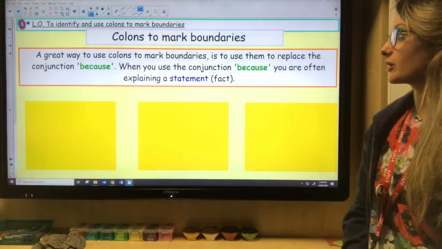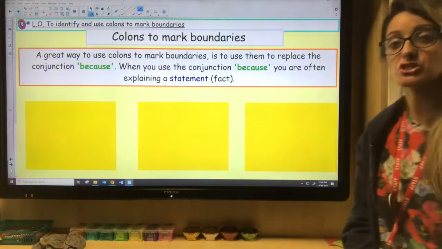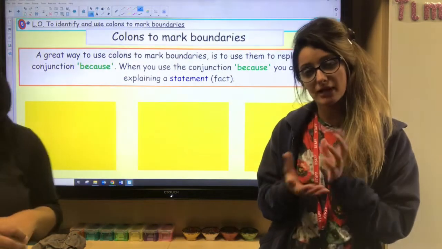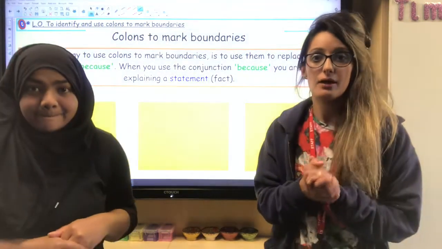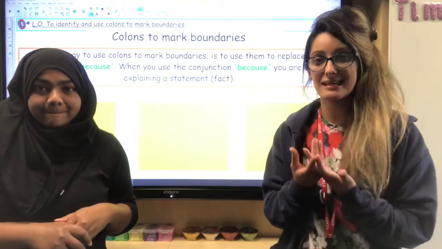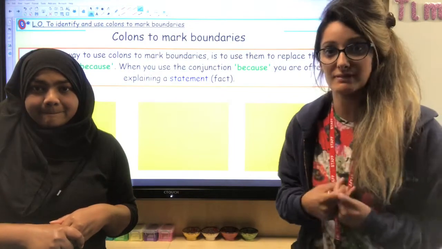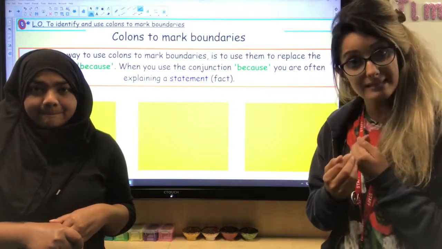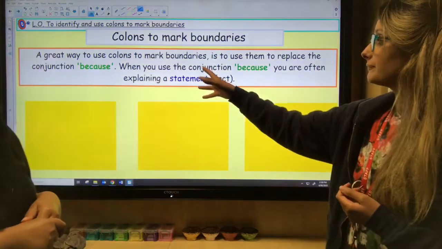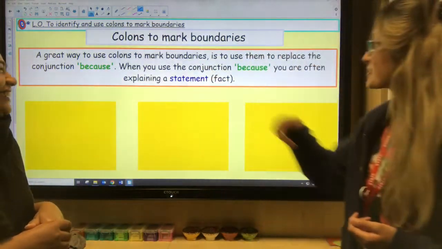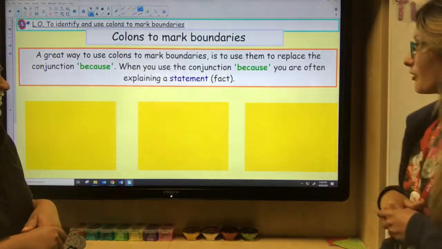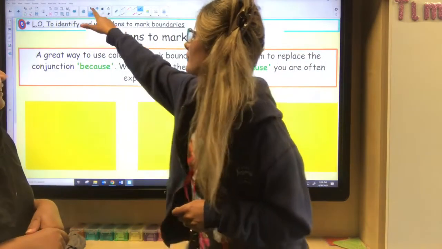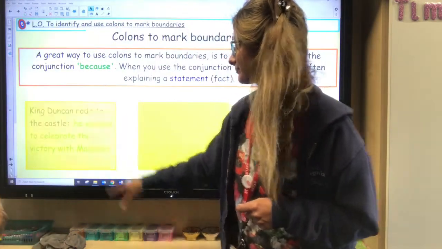So a great way to use colons to mark boundaries is to use them to replace the conjunction because. And think about reading comprehension. When we ask you to explain something, we ask you to use the conjunction because. And it's the same with the colons. Because they're explaining the previous statement, you can replace them with the conjunction because. When you use the conjunction because, you are often explaining a statement.